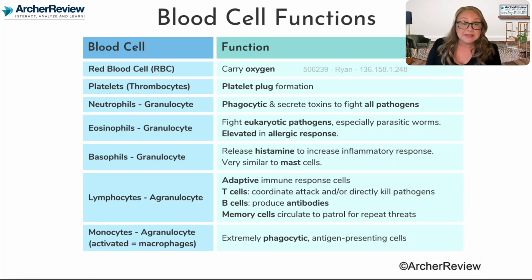All right, last agranulocyte is the monocyte. Now, when monocytes become activated, we call them macrophages. They are big, giant cells that go eat up other cells marked as foreign. If a foreign cell has an antigen on its surface, and our body knows that we want to destroy it, it's going to activate some monocytes. Those monocytes will turn into macrophages and eat up those foreign antigen-presenting cells.